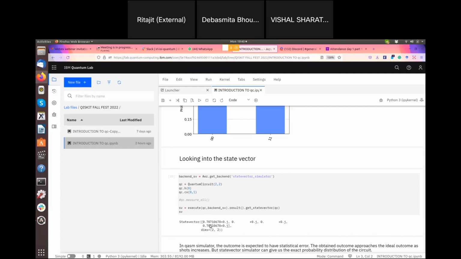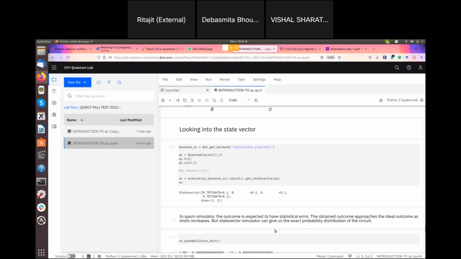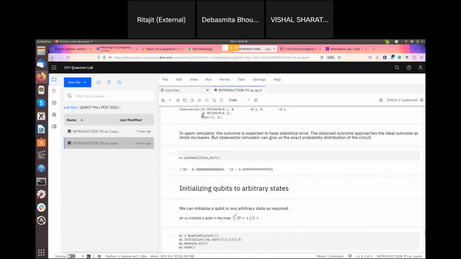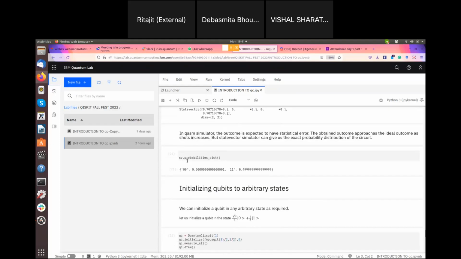This is something different. And why do I use the state vector simulator? Because in QASM simulator it is expected to have some statistical error, and the obtained outcome, as you have seen, becomes ideal as the shots increase. But using state vector simulator, we don't need anything like that, and it can give us the exact probability of the circuit. And from this, if we are not sure, then we can print the sv probabilities dict. This is a function which exactly tells us what is the probability of the 0, 0 state and 1, 1 state, which we can see from here also. So for this, we need the sv probabilities dict.